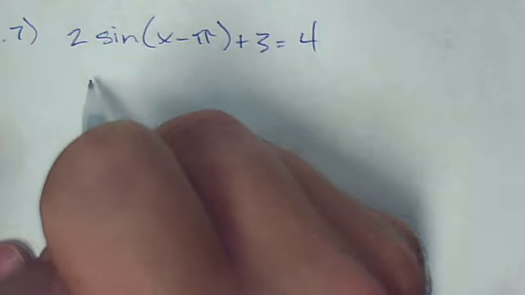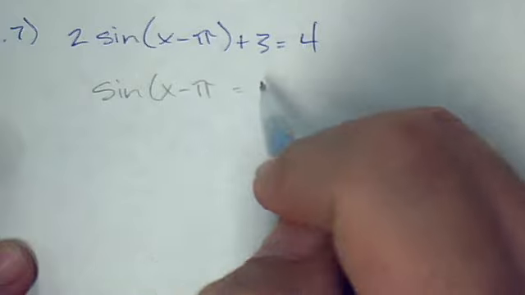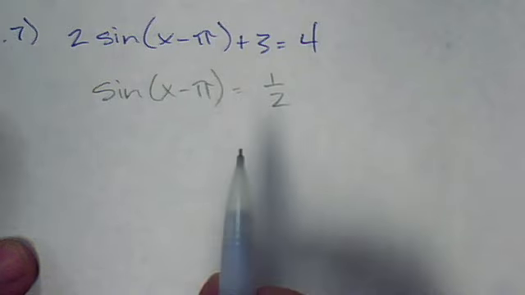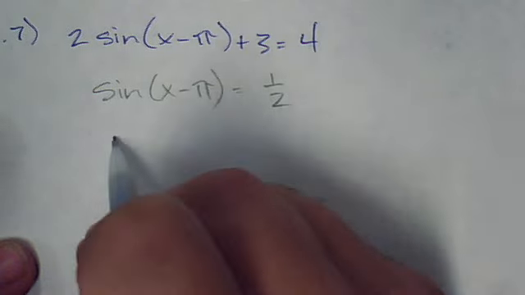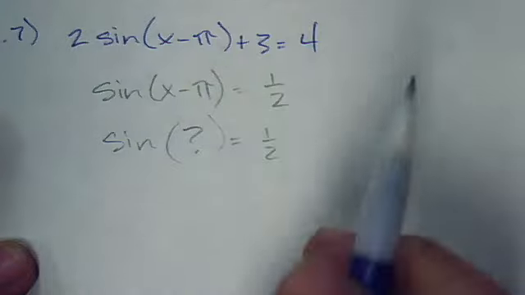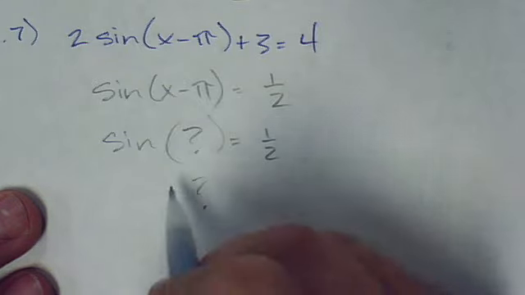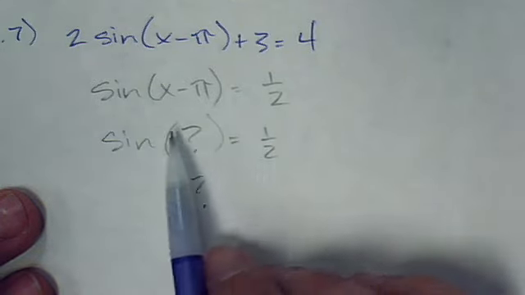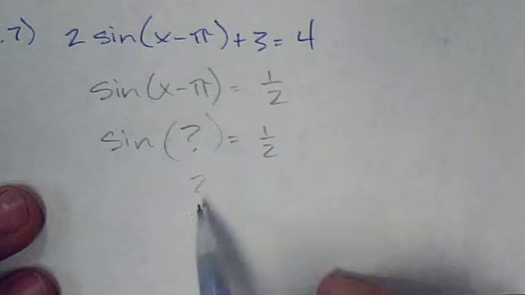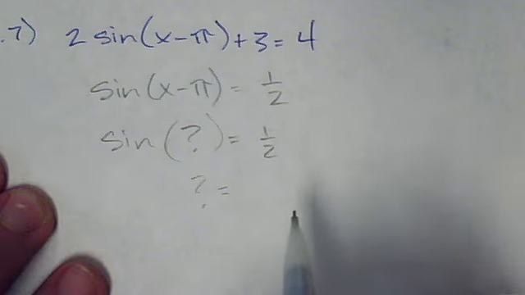If I subtract the 3 and divide by the 2, I get sine of x minus pi equals 1/2. So sine of question mark equals 1/2. I just tell my students, whenever you get a weird angle that you don't really know what to do with, switch it to a question mark and then just go around a couple times and see if you start getting angles that are too big.